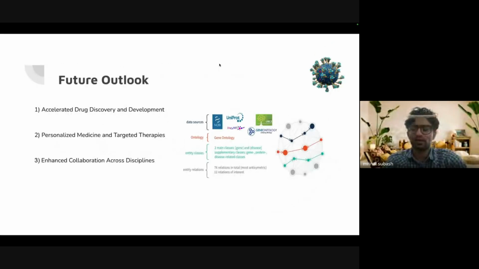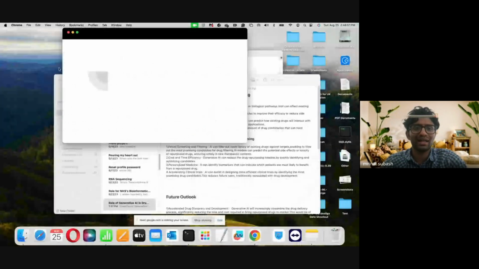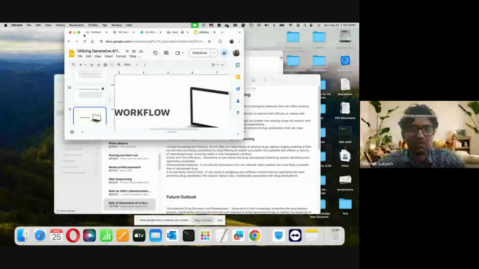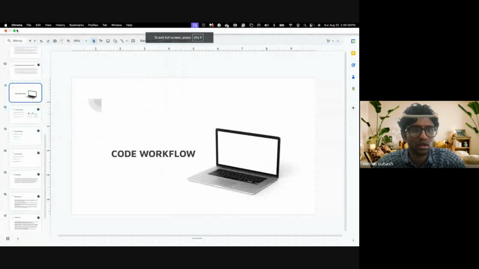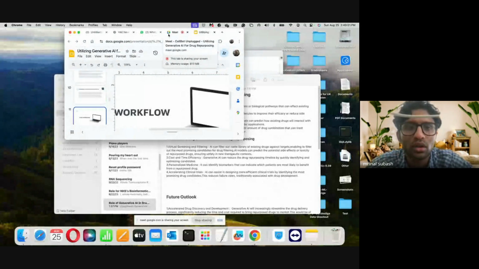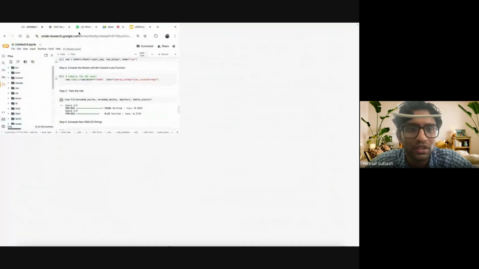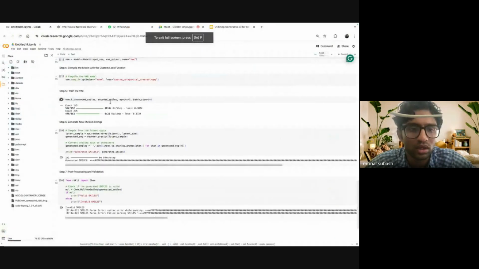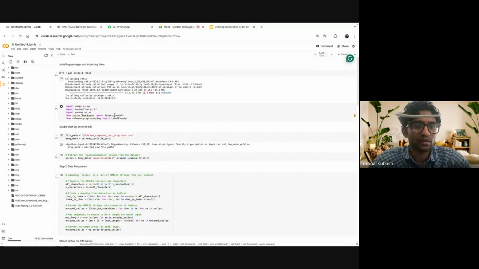Now I'm going to demonstrate a code that I have devised, which in some sense talks about what goes on in the back end of drug repurposing, right?